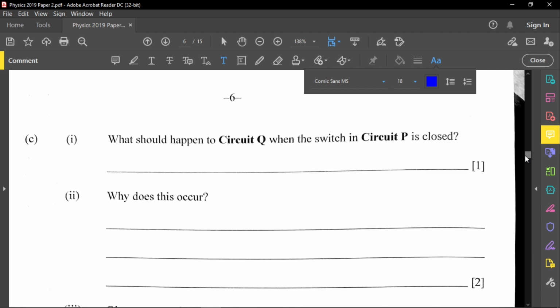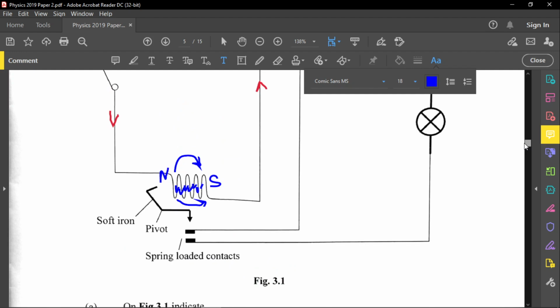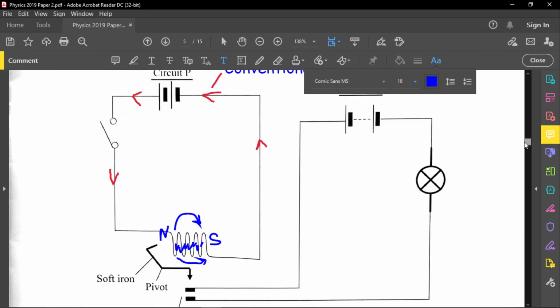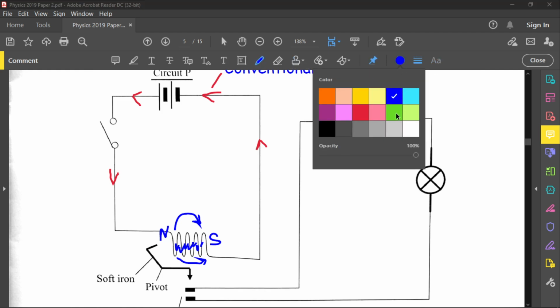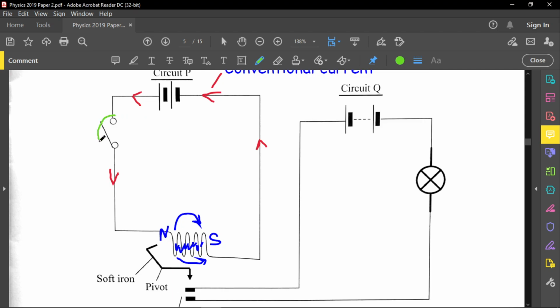All right, part C is what should happen to circuit Q when the switch in circuit P is closed. If the switch is closed in circuit P, which now means the circuit is on, let me put this in a color right here. Green is good. So now this is closed. That means current could flow straight through the entire circuit now.